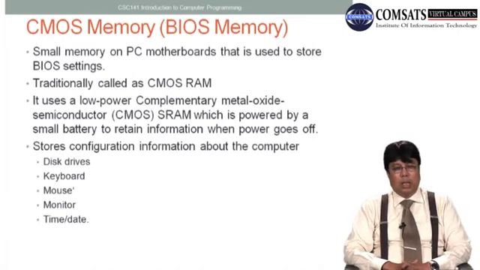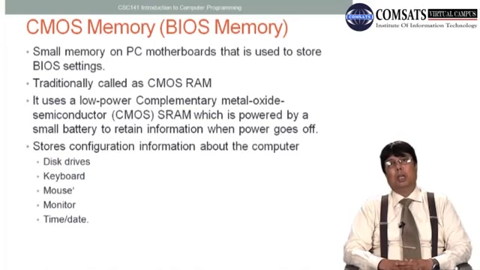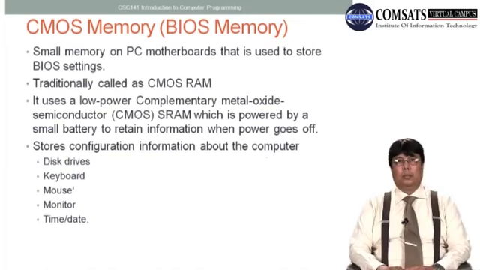It stores configuration information about the computer. What type of information? For example, what is the type of the hard disk? What is the category of the hard disk? Similarly, some features regarding the fan speed of your laptop, the power consumption, the mode in which you want to use your processor installed on your computer. So these types of basic information are stored in the CMOS.